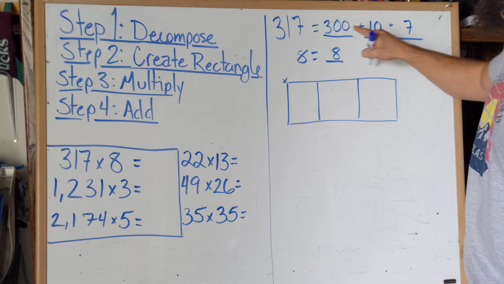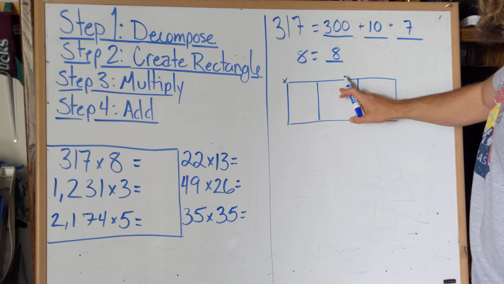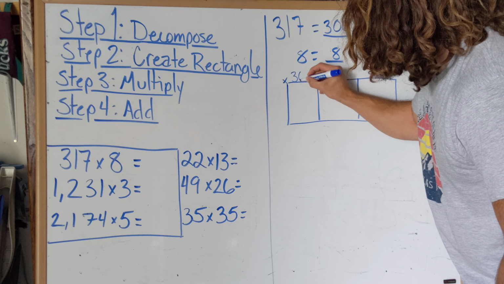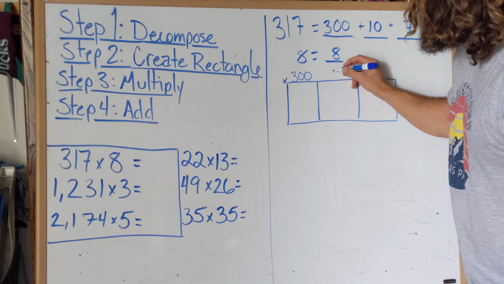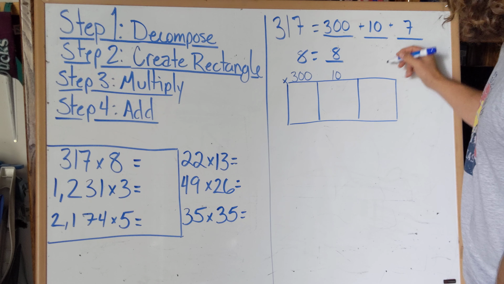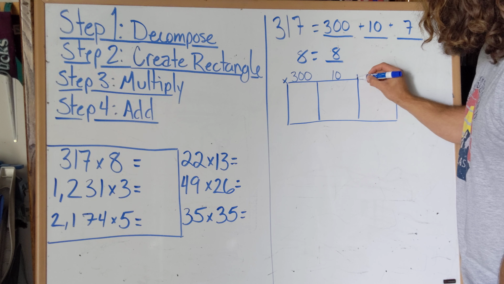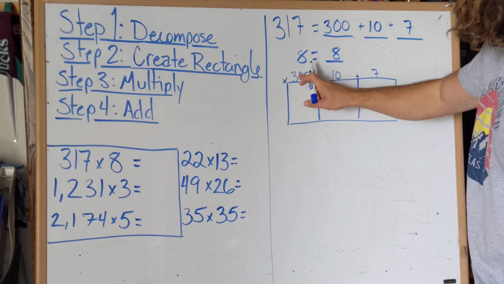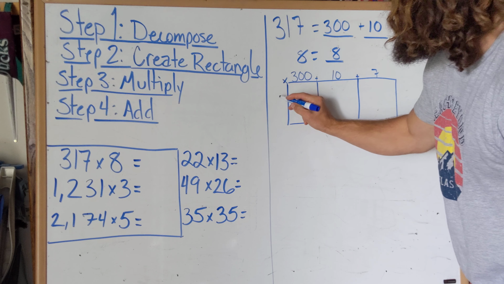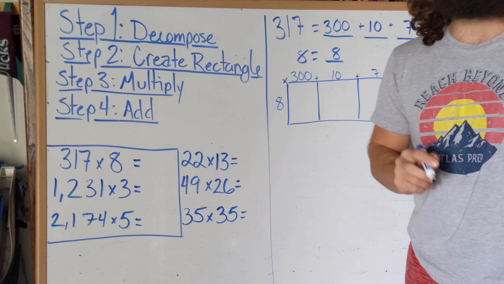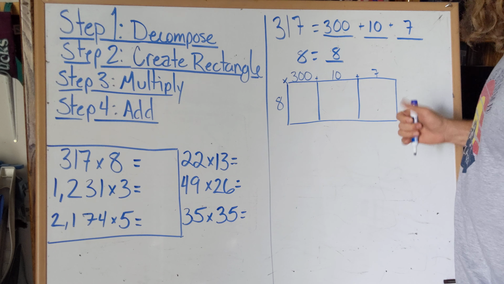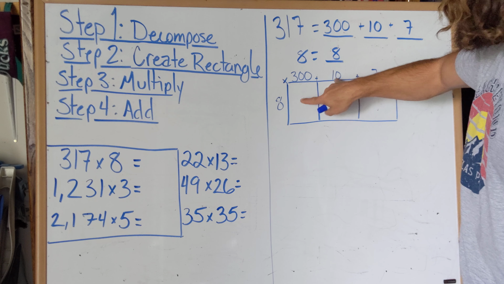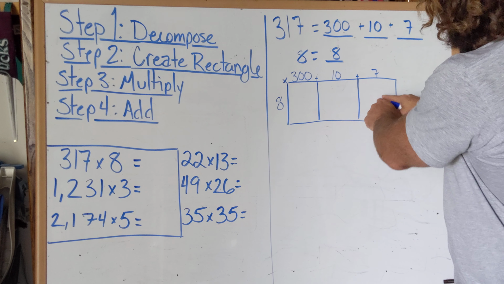Now, I'm going to take my decomposed numbers and place them over the rectangles. Here are my 300s, here are my 10s, and here are my 7s. If it helps you to remember, you can put these plus symbols in there. And we're multiplying 317 by 8. So I'm going to multiply that by 8. Now, all I have to do is go through and multiply these two numbers in each of these boxes.